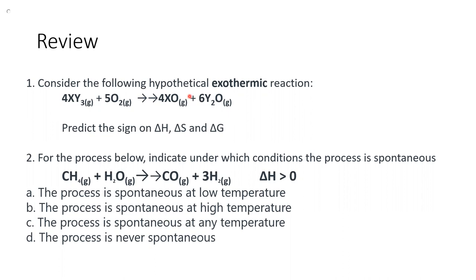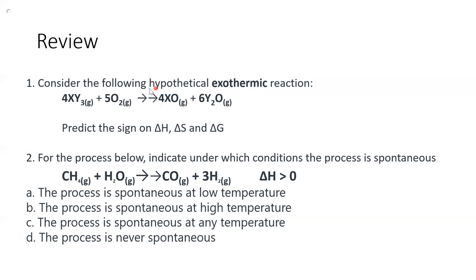So if delta H is negative and delta S is positive, what will delta G be? Yeah, delta G has to be a negative value, okay? Because if we take delta G equals delta H minus T delta S, and delta H is negative, and we're subtracting a positive, because the temperature is positive and delta S is positive, the only value we can get is negative. So this reaction is a spontaneous reaction, okay?